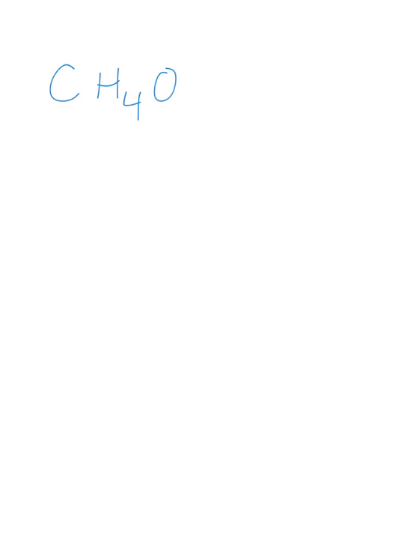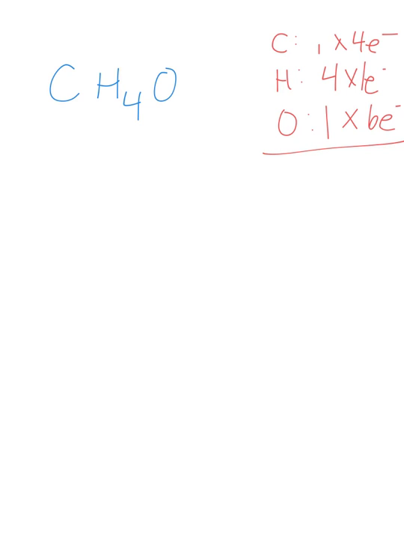All right, so let's do our electron count. So I have one carbon contributing 4 valence electrons. I've got 4 hydrogens, each contributing a single valence electron. And I've got one oxygen contributing 6 valence electrons. So when I do my electron count, I've got 4 plus 4, 8, plus 6. So again, I've got 14 electrons to work with.